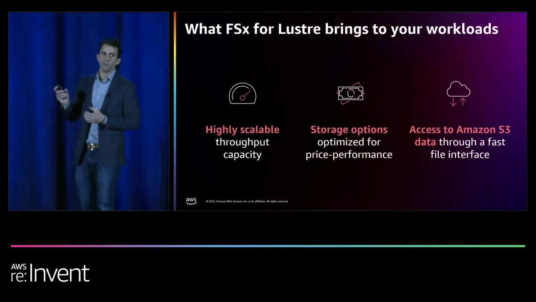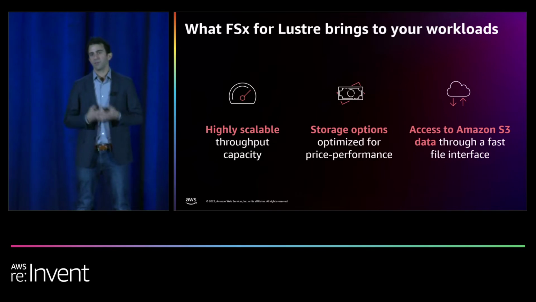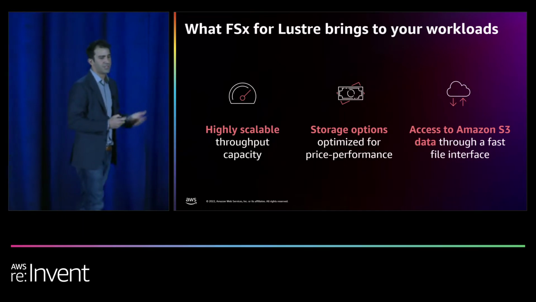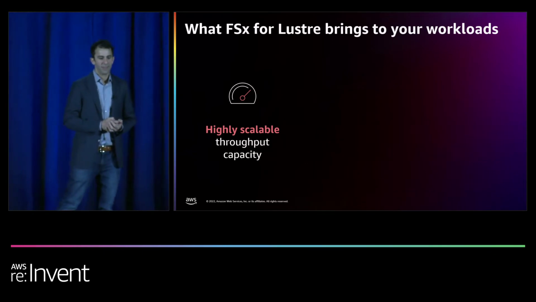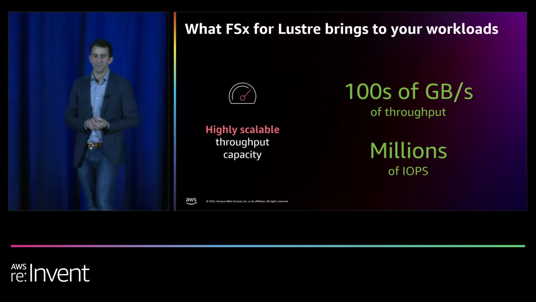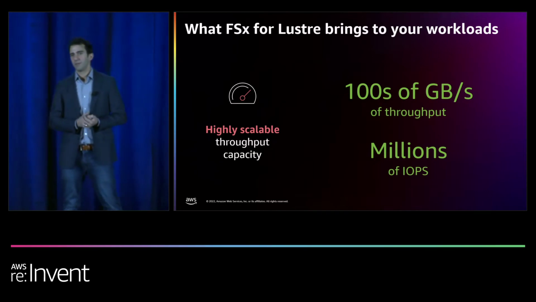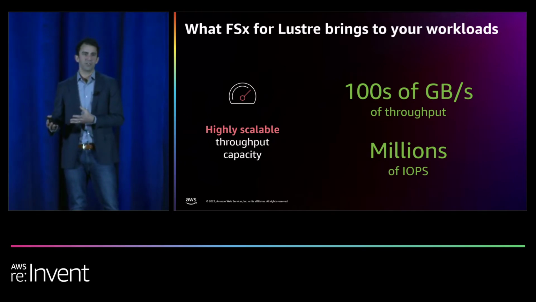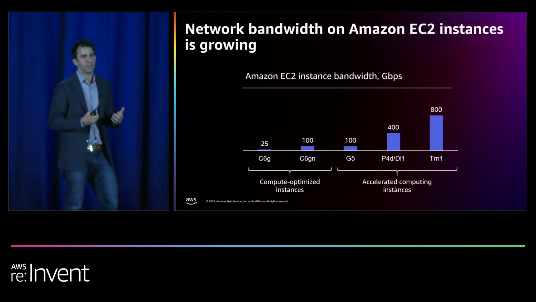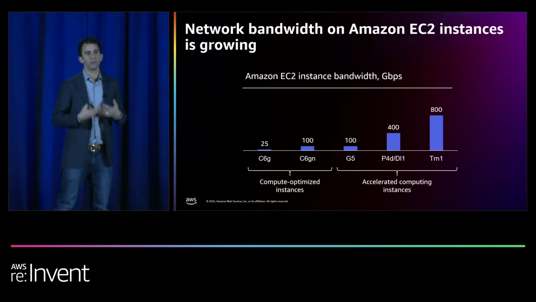So let's go into what it is that Amazon FSx for Lustre is going to bring to your workloads, how that works, and then we can talk a little bit about some examples along the way. So the first is highly scalable throughput capacity. And so in this case, that means up to hundreds of gigabytes per second of throughput and millions of IOPS. So when you build an architecture that uses FSx for Lustre, you can have faith to know that it'll actually scale to meet your future performance needs. And this is really important because what we're seeing is EC2 instances with more and more network throughput.